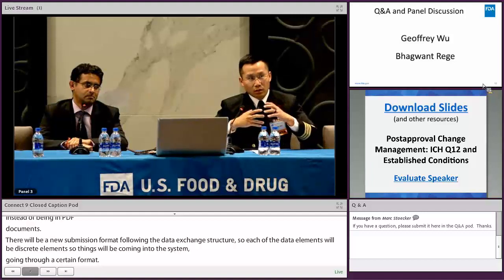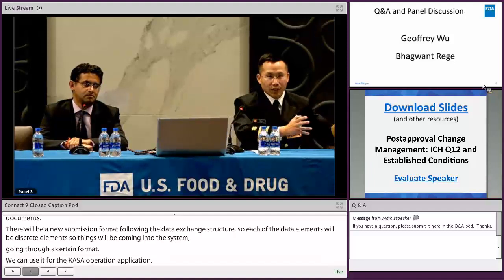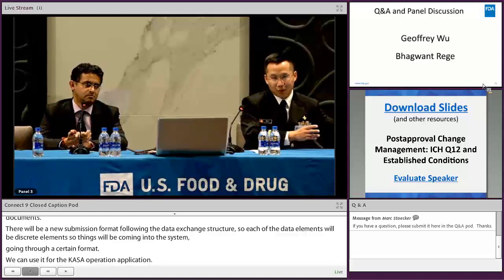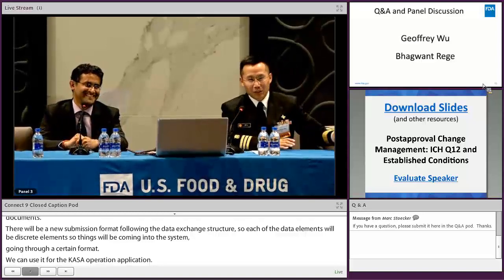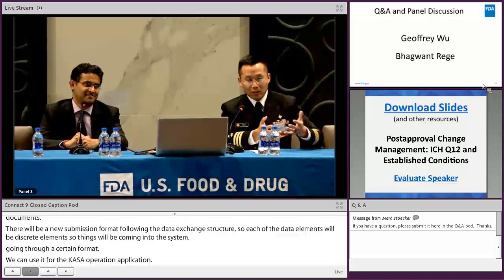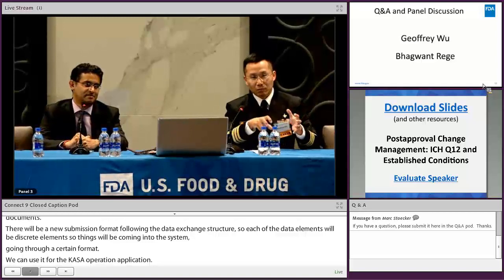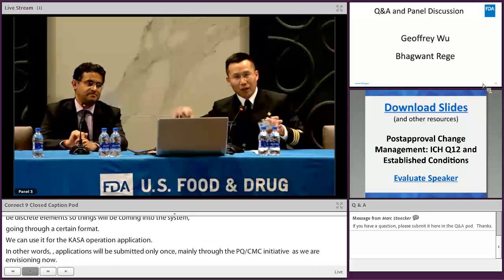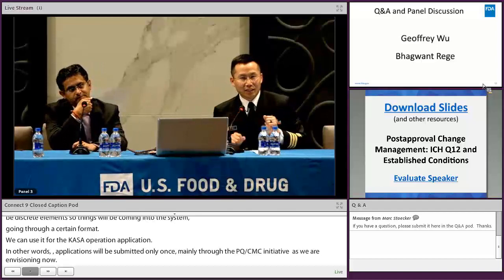So in other words, it's not additional. Applicants will need to submit only once, mainly through the PQCMC initiative, as we're envisioning right now. And the CASA will pull information from what you have already submitted and do our own assessment in-house.